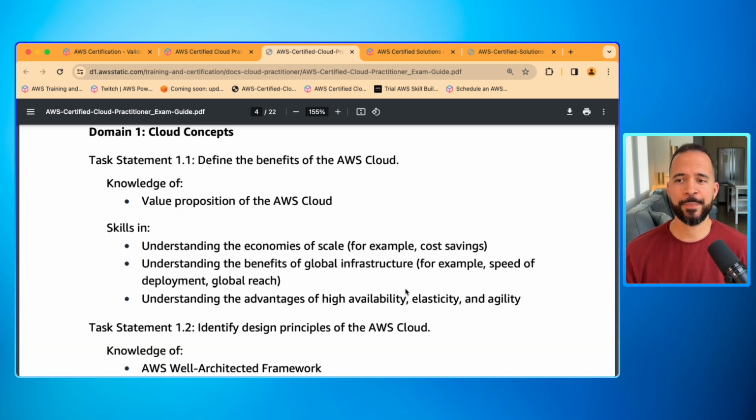And here's an example of a task statement under Domain 1. So task statement 1.1 is to define the benefits of cloud. And then under this task statement, it really goes into detail about what is expected of you on the exam. You definitely want to download this and review this word for word, page by page in its entirety.